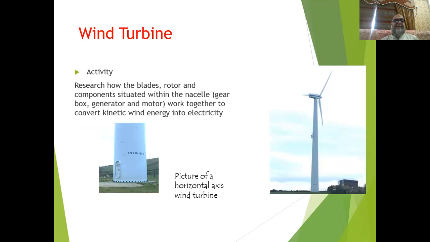So how does it work? Research shows how the blade, rotor and components situated within the nacelle box convert kinetic energy in the wind into electrical energy. This is the nacelle and this is the wind turbine. So this is another activity you have to do in your assignment. How you will show how this energy works, you have to create some animation. You have to come up with some ideas. Now we are in the OBE system. We want to explore students' minds by giving them complex engineering problems.